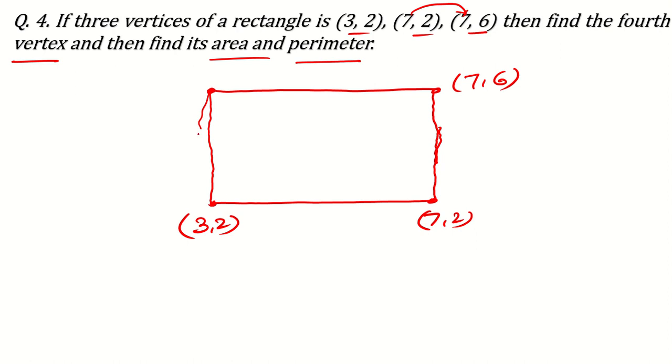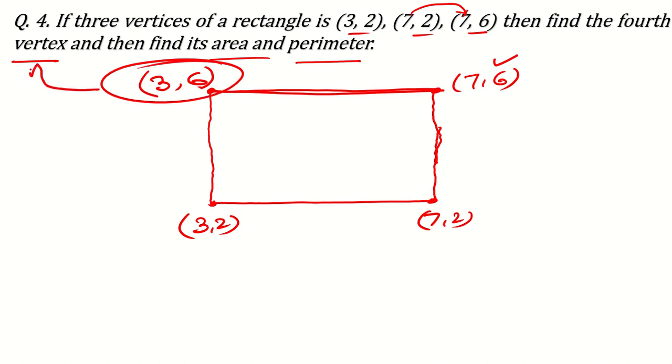Yes, this will be the fourth point, and what will it be? You can see that the value of x will not change because it is up and down. So definitely the value of x is going to be 3, and what will be the value of y? I will tell you from here. Y will not change from here because this is a horizontal line. So its coordinate will be 3, 6. That is the fourth vertex, this one.